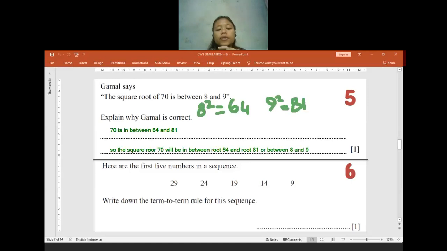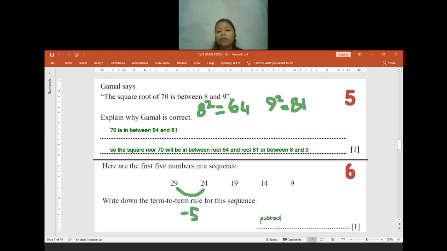Here are the first 5 numbers in a sequence. Write down the term-to-term rule. Yes, minus 5. Do not only write it as 5. Yesterday I found that some of you only wrote 5. The term-to-term rule has to be clear. What operation do you do? Is it minus 5, multiplied by 5, divided by 5, or add 5? You have to make it clear. Do not only write it as the number 5.